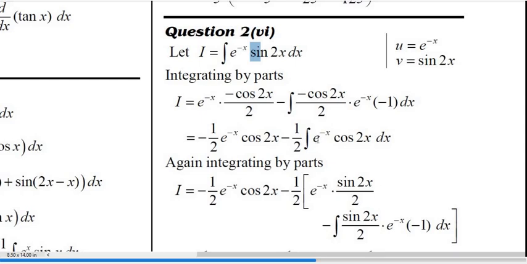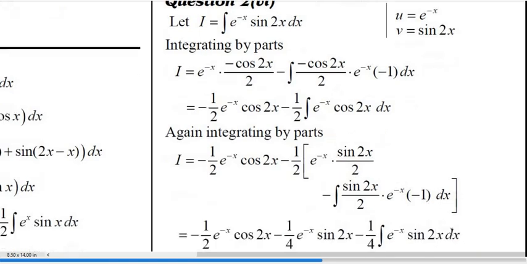We see here again two functions, exponential e power minus x and cos 2x, and here we again apply integration by parts. Again integrating by parts, I is equal to minus 1 by 2 e power minus x cos 2x minus 1 by 2 as it is. Next, first function as it is, integration of second function, integration of cos 2x is sin 2x divided by 2, minus integration of sin 2x divided by 2 times the derivative of the first function, which is e power minus x into the derivative of the power, minus x, which is minus 1.